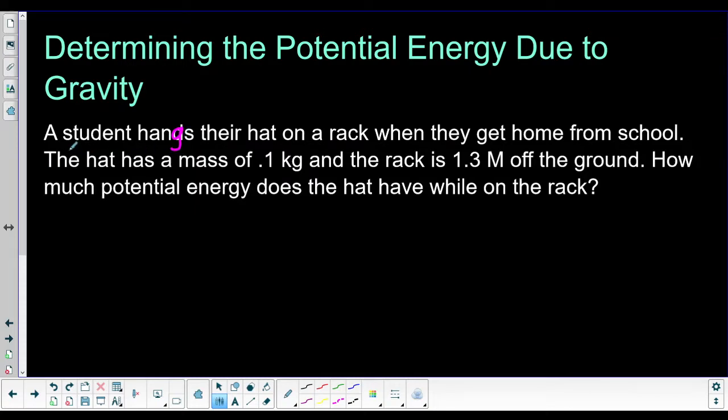All right. So a student hangs their hat on a rack when they get home from school. Do you guys remember getting home from school in the before times? It's been so long. The hat has a mass of 0.1 kilograms and the rack is 1.3 meters off the ground. How much potential energy does the hat have while on the rack?